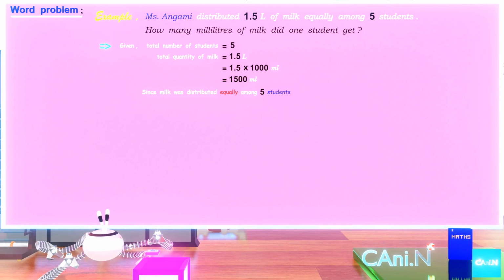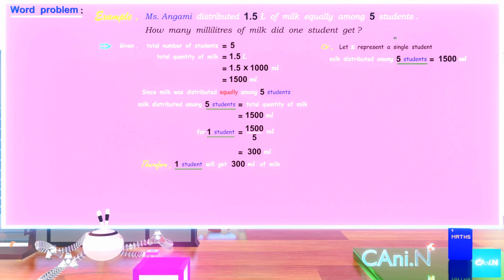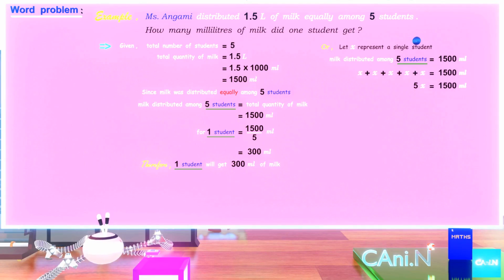Since milk was distributed equally among 5 students, milk distributed among 5 students equals total quantity of milk available, which equals 1500 milliliters. For one student equals 1500 by 5 milliliters equals 300 milliliters. Therefore, one student will get 300 milliliters of milk. Or, let x represent a single student. Now, milk distributed among 5 students equals 1500 milliliters. So, 5x equals 1500 milliliters. Therefore x equals 300 milliliters.